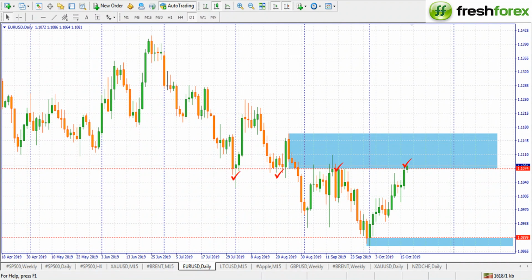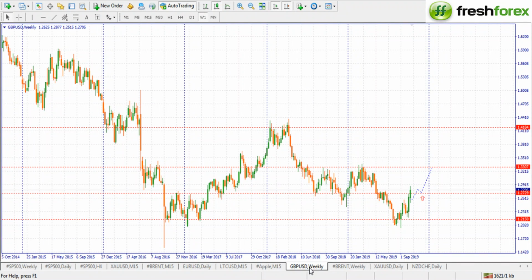So we're going to move forward to the next chart, and that should be GBP USD. GBP USD has gone above a very good level, 1.2729. This is a very significant resistance. If price closes above this level, this would mean that we are continuing upwards up to 1.3307.